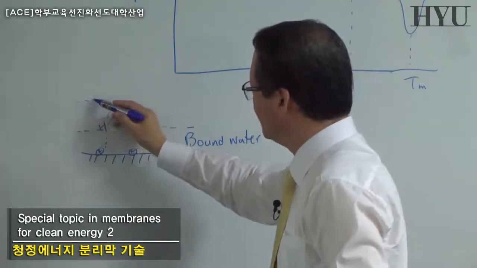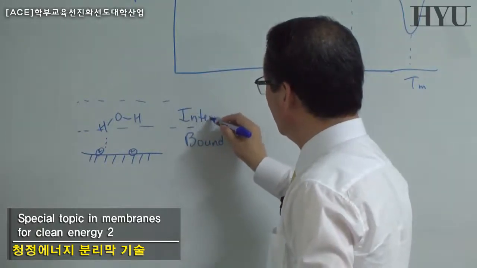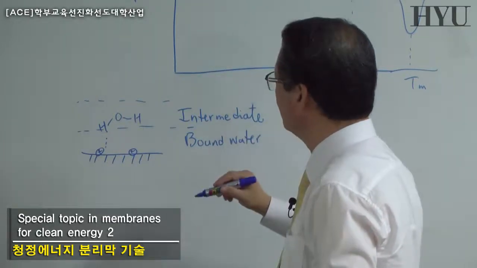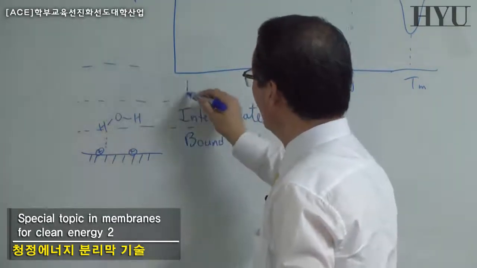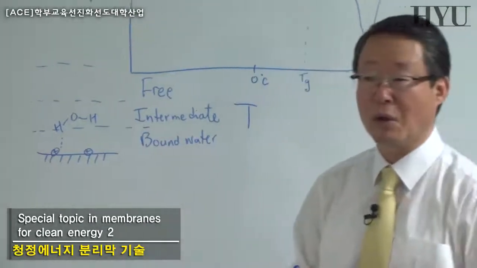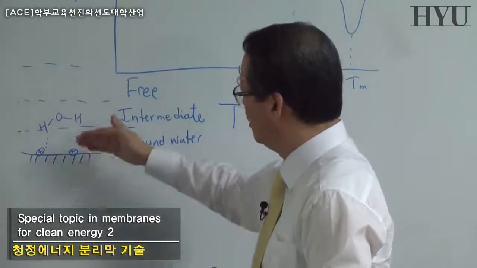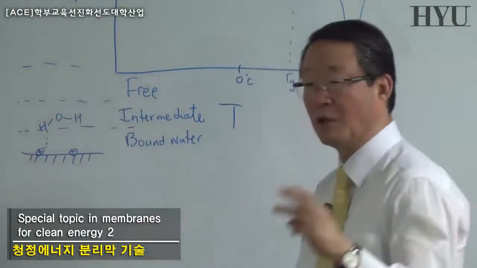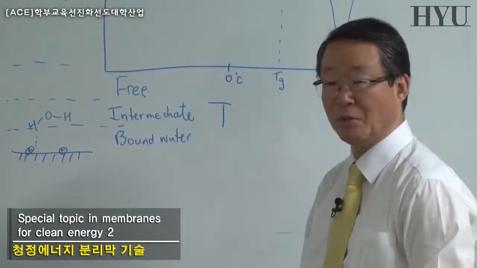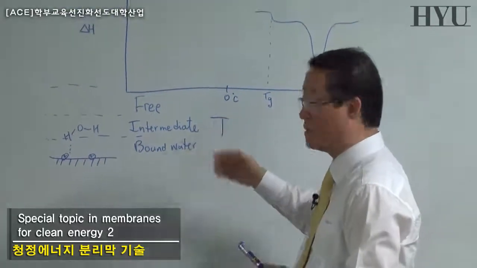And we have a layer which is called the intermediate layer, or intermediate water. And we may have free water, which is a little far away from the surface of the membrane. Okay? Now, if you assume there's a three-layer structure of the water above the ion exchange membrane, or even the membrane, then we can detect it using these DSC curves.